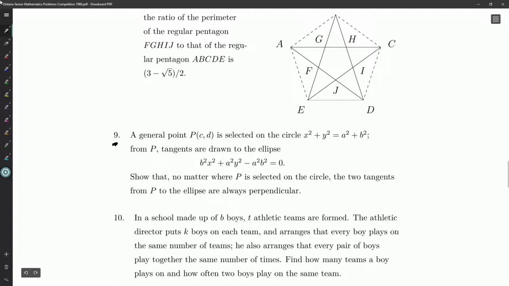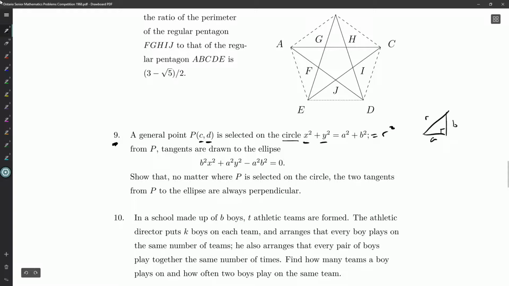A general point P is selected on the circle x squared plus y squared. I don't know why they don't have an r squared. I guess they want to highlight this a squared and b squared. Maybe we're going to have to do some sort of Pythagorean triangle or something like that, but I would have just left it as r squared, but they probably have a purpose. So we've got a general point P and it's on this circle.